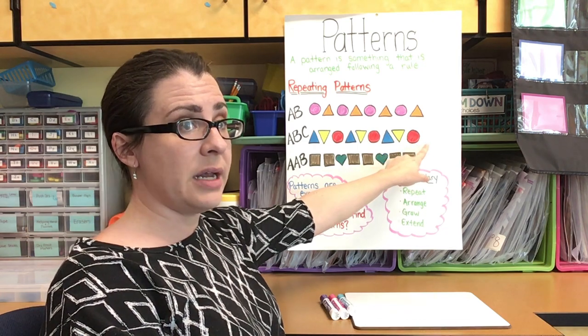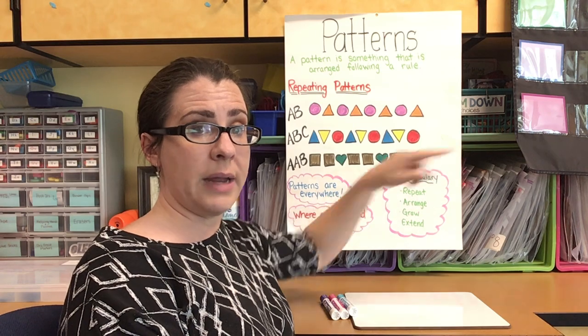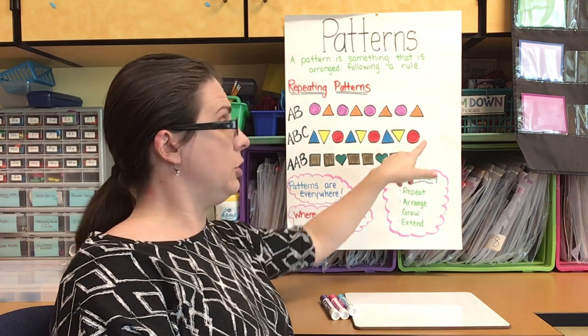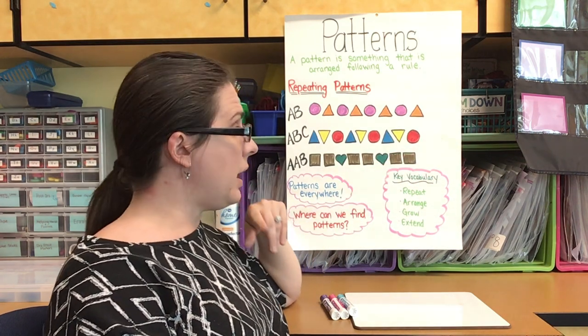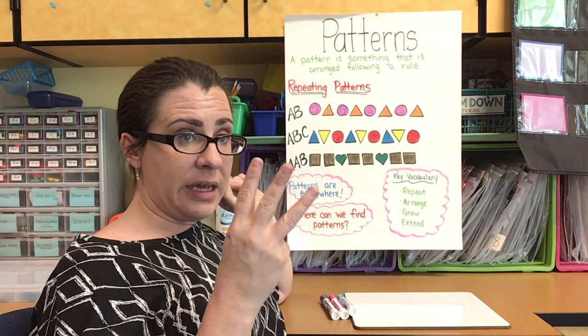Now, you guys have learned how to extend a pattern, which means you could tell me what comes next, right? What would come next right there? Yeah, blue triangle, right? Okay, so that is what an ABC pattern looks like. 3 different things, all right?